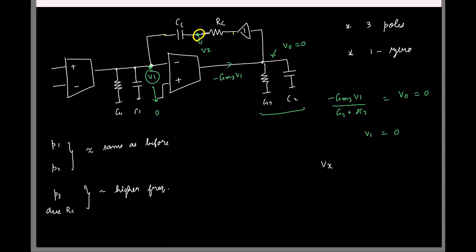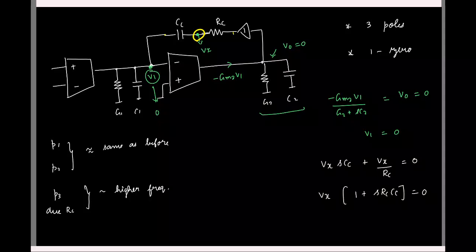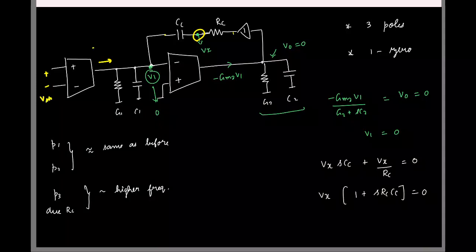I have Vx times SCC plus Vx times 0. So again I have two conditions, 1 plus SRCC equals 0. I can have Vx to be 0 or the second term to be 0, but if you think about it, if Vx is 0, the current here, if this is some Vin, this is GM Vin, right? So currents in these branches are 0. So this current has to flow here and generate a voltage Vx.